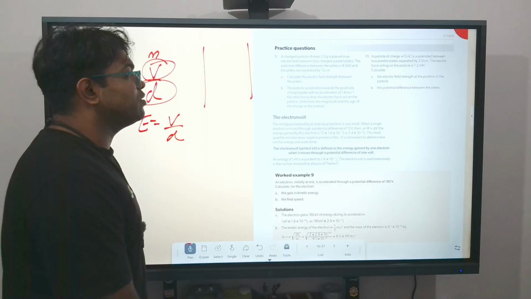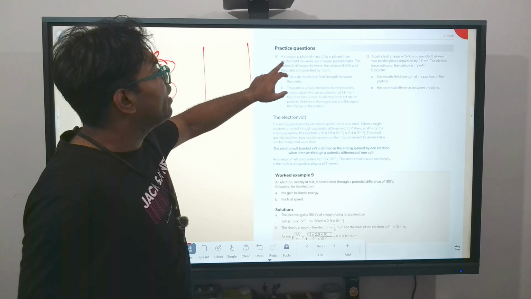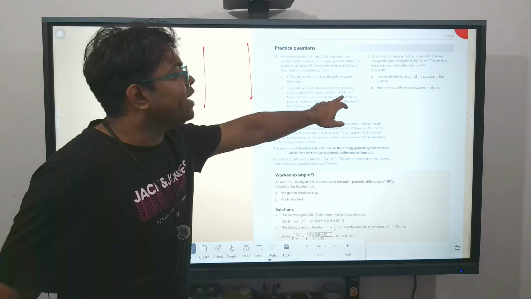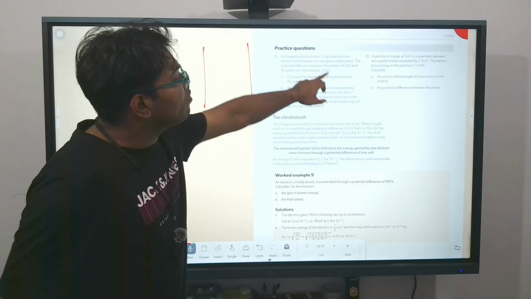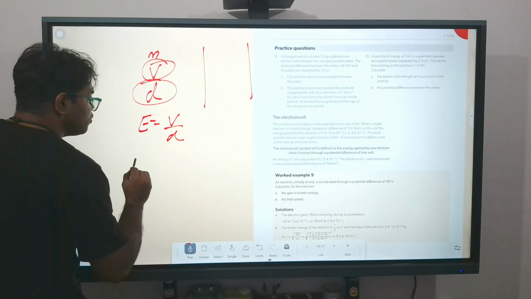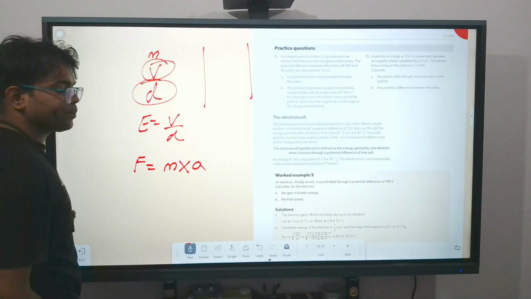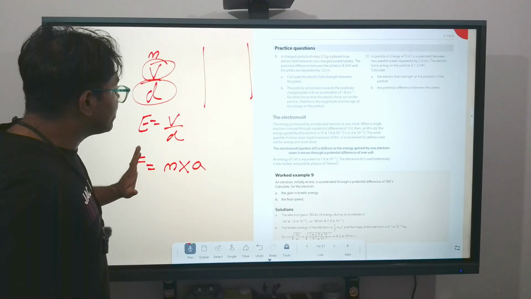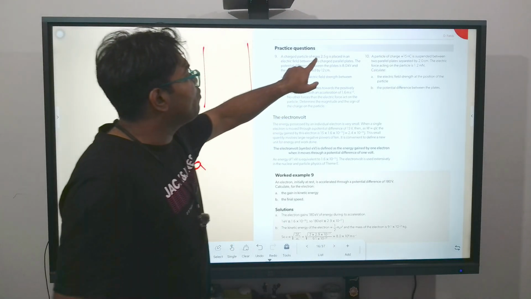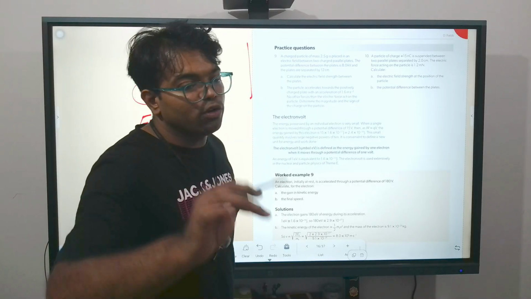We can do this. We know the mass, we know the acceleration. Can we figure out the force? Force is equal to mass times acceleration. So we know the mass, we know the acceleration, and we know the force.